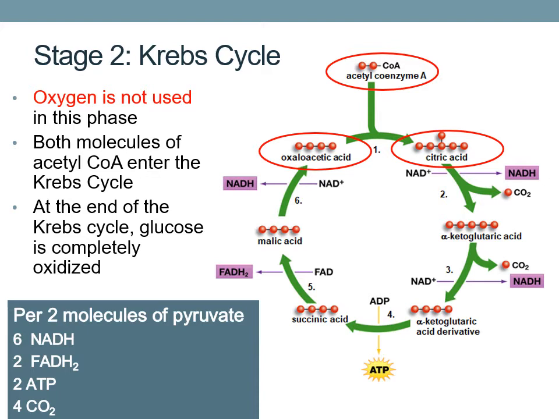The remaining 4-carbon molecule continues through the Krebs cycle in order to regenerate oxaloacetic acid, so the Krebs cycle can continue with the next set of acetyl-CoA molecules that enter the cycle. The products of the Krebs cycle are 6 molecules of NADH, 2 molecules of FADH2, which is another hydrogen-carrying molecule like NADH, 2 molecules of ATP, and 4 molecules of carbon dioxide.